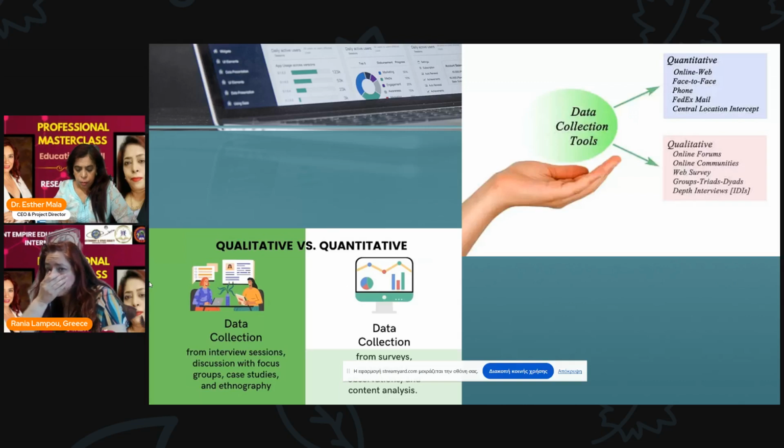We can also see here differences between the data collection tools and methods of the quantitative design. In data collection, the qualitative design uses interview sessions. For example, semi-structured interviews are considered a flexible tool for qualitative inquiry because they combine structure with openness, allowing for both consistency and depth. So, interview sessions, discussion, focus groups, case studies, ethnography. On the other hand, we have data collection.